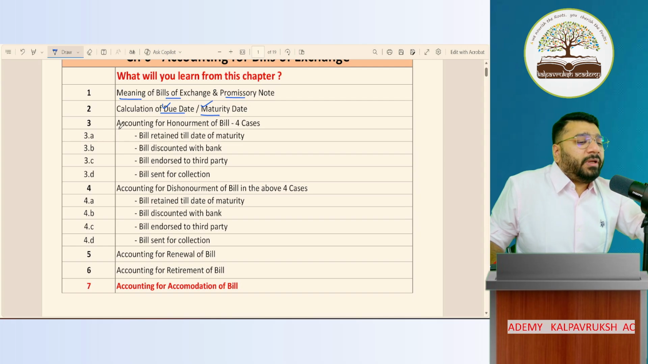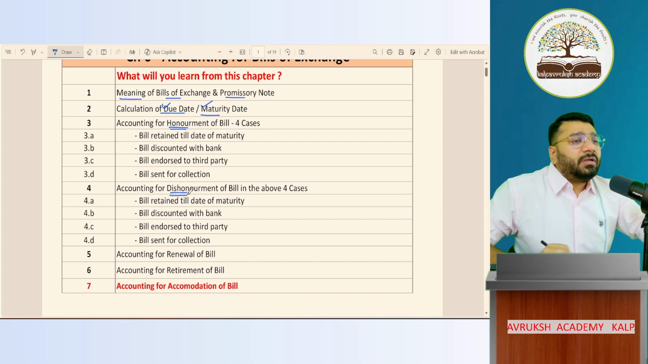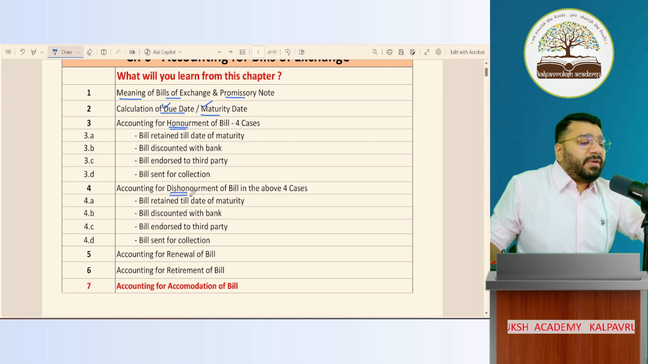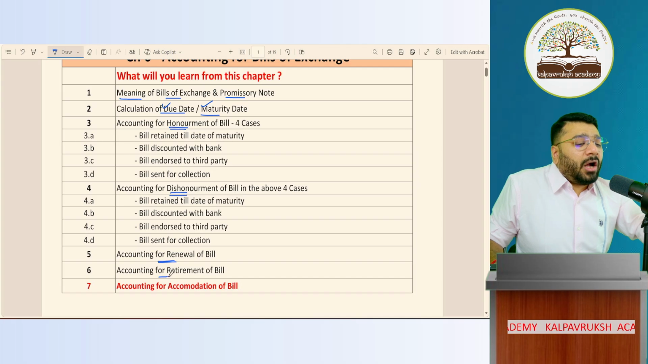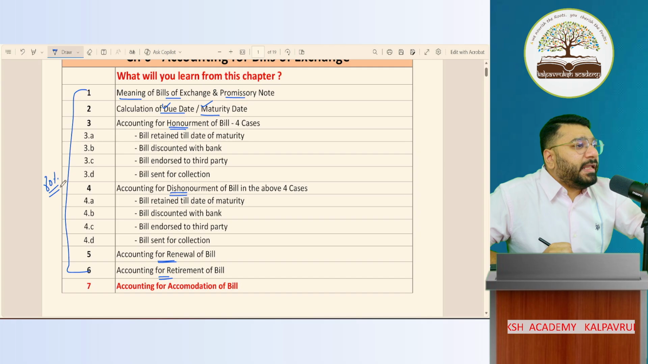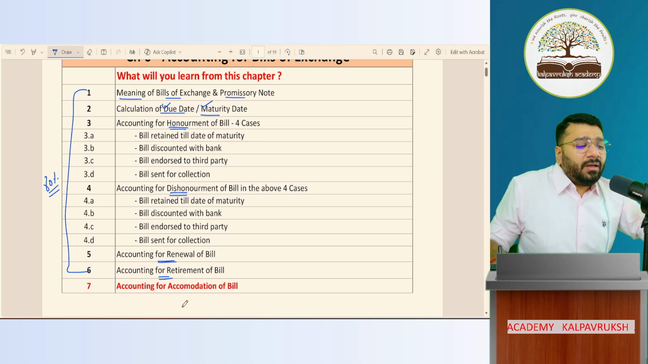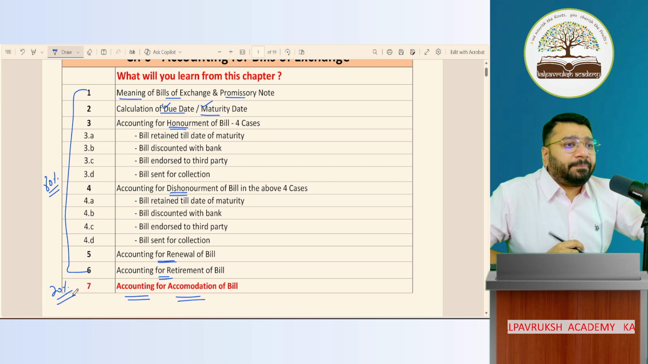Third, we did 4 cases for accounting for bills of exchange upon honorment of bill and 4 cases for dishonorment of bill. Then we understood the accounting treatment for renewal of bill and the accounting treatment for retirement of bill. All this put together, you can say roughly 80% of this topic is over. Now we are heading forward to the last segment, which is accounting for accommodation of bill. 20% of the topic is pending.